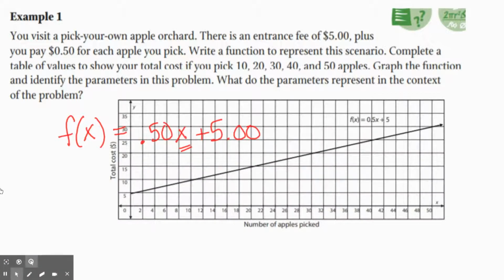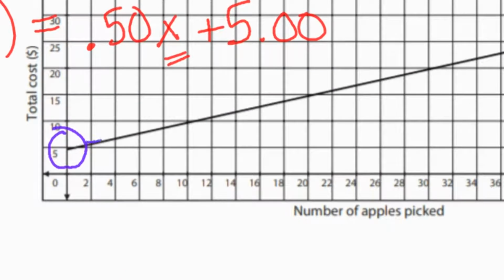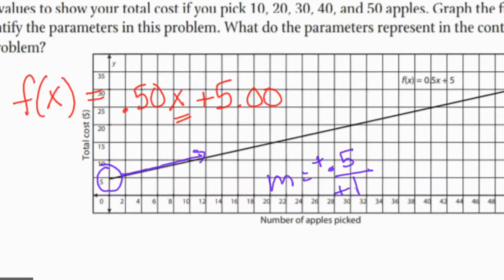And here is the graph of the function. As you can see, it's starting at the $5 and it is increasing 50 cents per apple, or in other words, the slope is going to be 0.5 per one apple. It's increasing 50 cents per one apple.